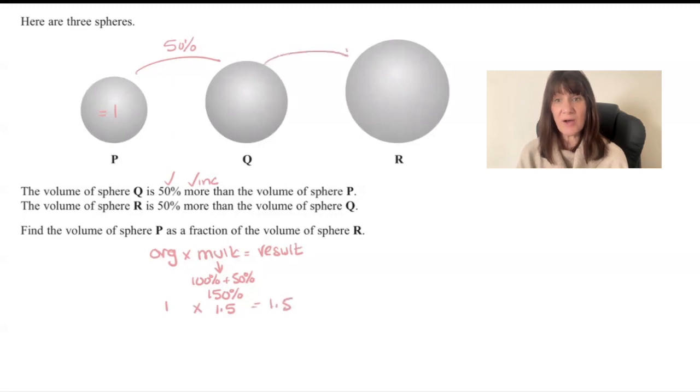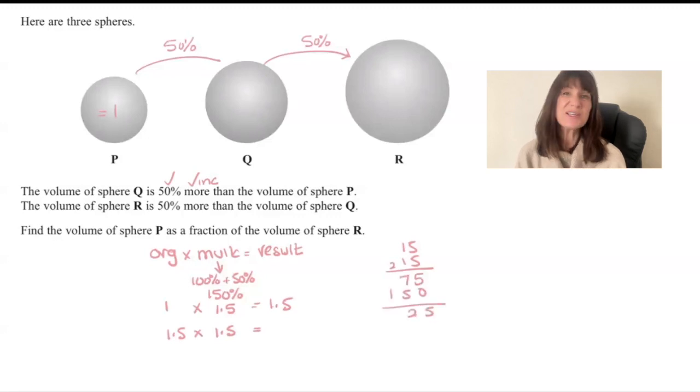To go from Q to R, we've got the exact same thing happening, 50% more. So 1.5 for Q times 1.5 the multiplier. Now, it is non-calculator. I ignore the decimals, work on 15 times 15, using whatever method you use, obviously, and then I would put my decimal back in. So it's 2.25. So I've done my Q times by the multiplier to get 2.25 for R.